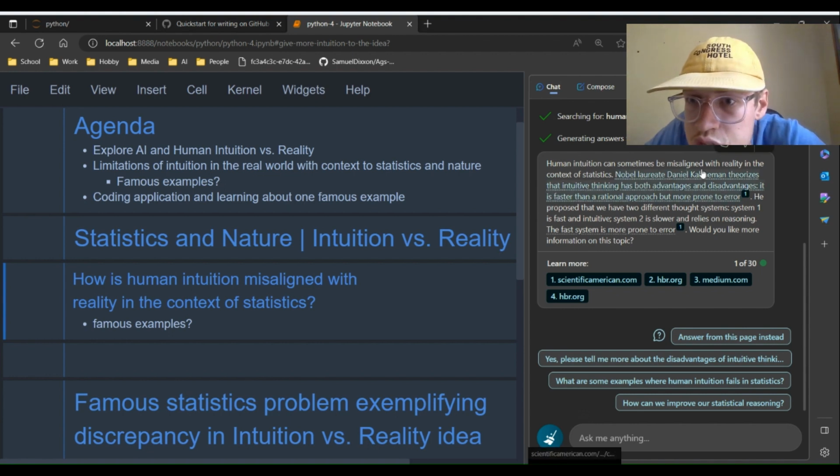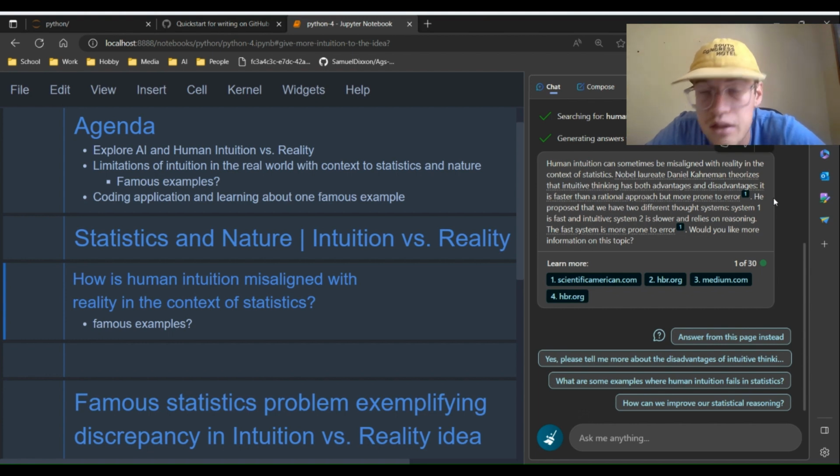Human intuition can sometimes be misaligned with reality in the context of statistics. Nobel laureate Daniel Kahneman theorizes that intuitive thinking has both advantages and disadvantages. It is faster than a rational approach, but more prone to error. He proposed that we have two different thought systems. System one is fast and intuitive. System two is slower and relies on reasoning. The fast system is more prone to error. Would you like more information on this topic?